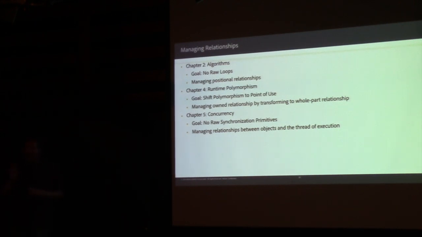So I talked a little bit up front about the book, and these were the chapters from the previous talk, right? And there's an overarching theme in this book, which is relationships. The three goals that I had previously for Better Code are all about managing different kinds of relationships. No Raw Loops is about managing positional relationships in your application. Runtime polymorphism, and how I do type erasure, is about managing owned relationships. Concurrency is about managing relationships between objects and threads of execution. So these are all places where you get into trouble.